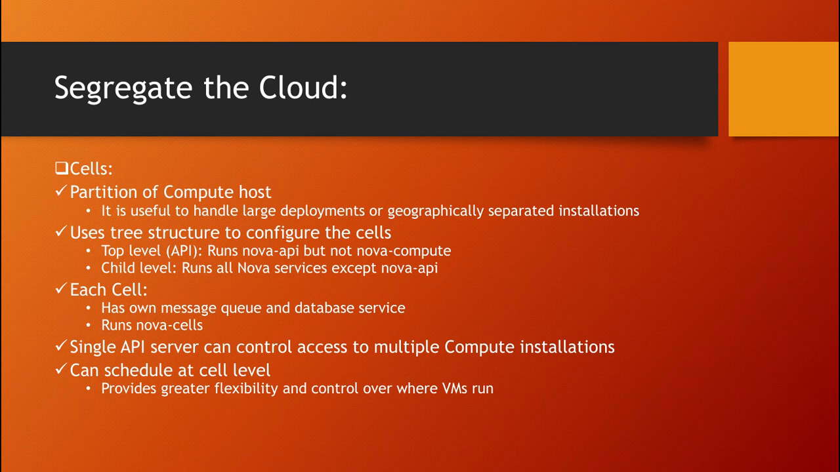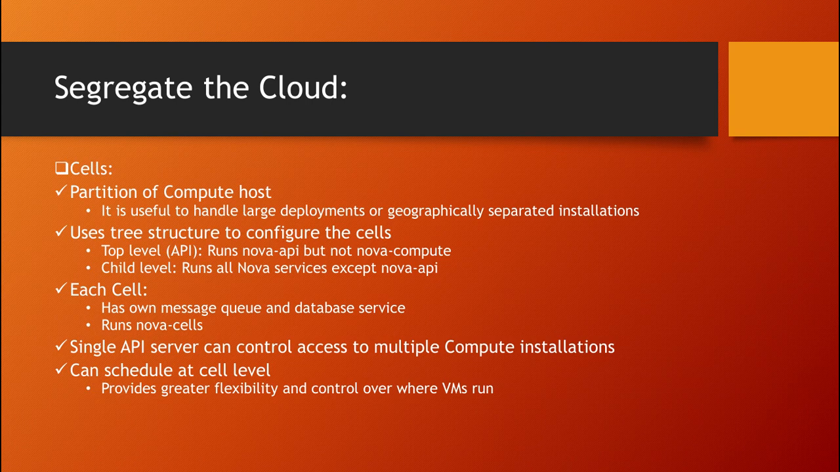Suppose you are setting up your OpenStack environment over various locations, like one data center or one setup you are keeping in India, another setup in China, another in the US, or another in Europe. So in that case it is divided into geographically various places. In that case cells will be very helpful to deploy or manage this kind of complex installation. It also provides you a tree type of structure to configure the cells.